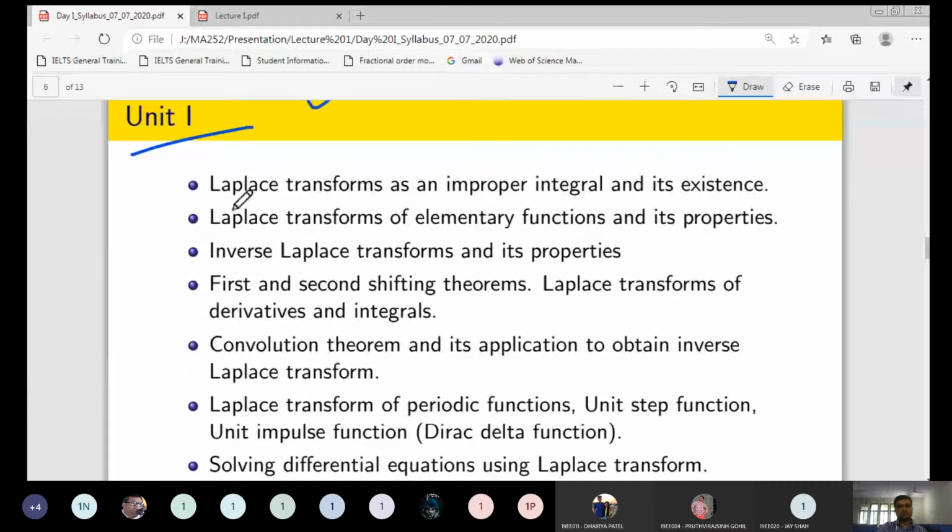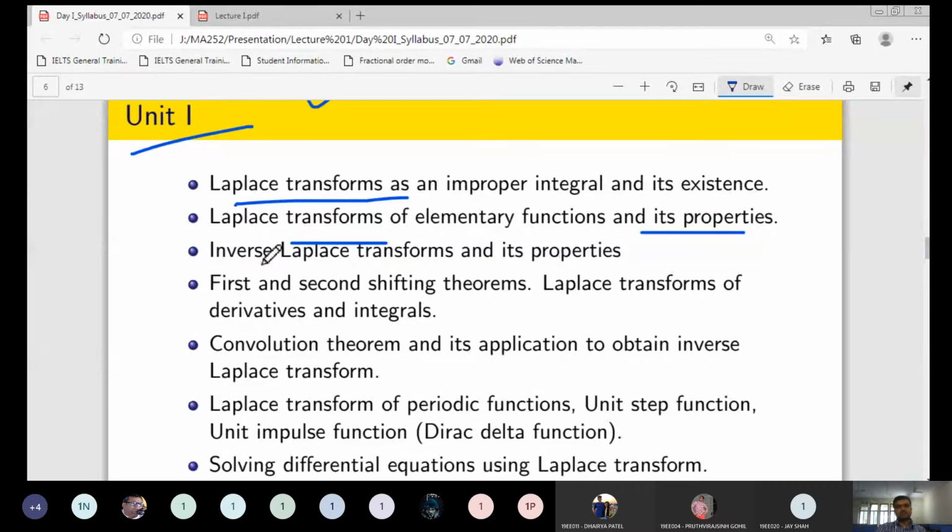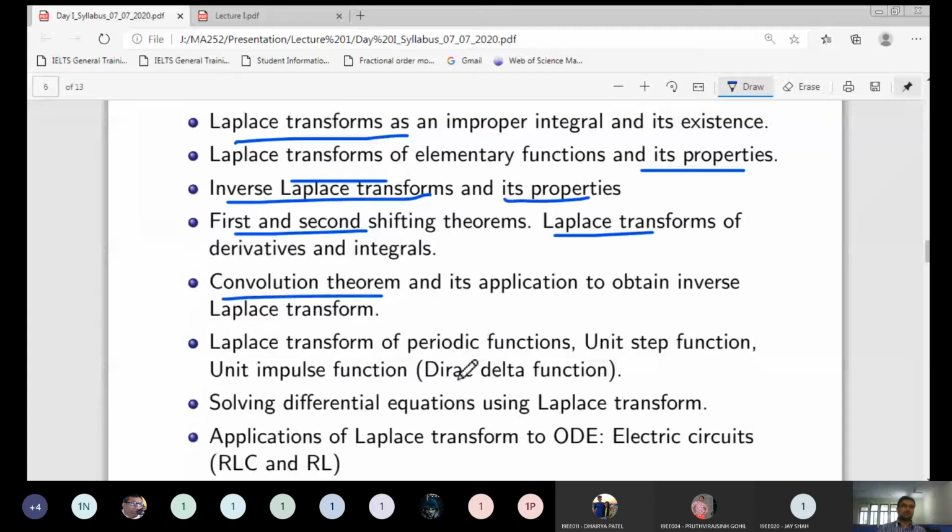First we discuss the Laplace transform as an improper integral and its existence. Then we go to the Laplace transform of elementary functions and its properties. We will discuss the inverse Laplace transform and its properties. Then we also discuss the first and second shifting theorems. There are two shifting theorems in our unit number 1, and both will be discussed by me. Then also Laplace transform of derivatives and integrals, the convolution theorem and its application to obtain the inverse Laplace transform.